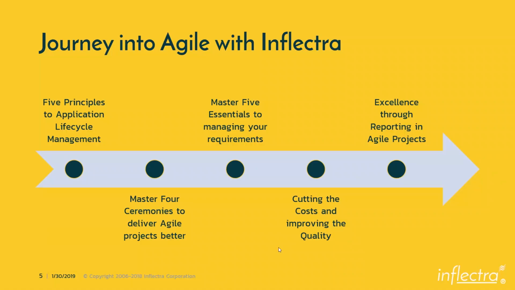Journey into Agile with Inflectra has 5 parts. The first webinar is focusing on the 5 principles to application lifecycle management. We will then move on to mastering 4 ceremonies to deliver Agile projects better. We will also focus on 5 essentials to master to manage your requirements better. And we will move into cutting the cost and improving the quality. And finally, we will talk about excellence through reporting in Agile projects.